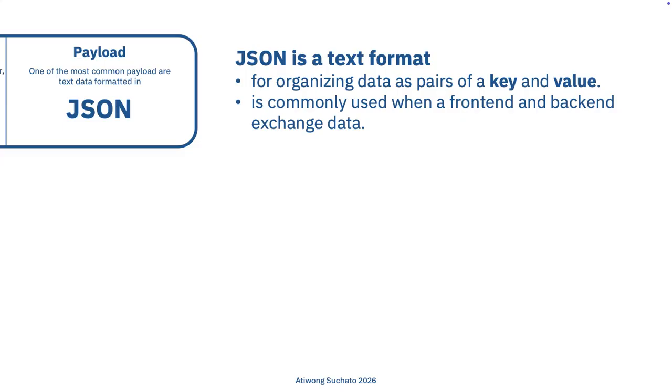One of the most common payload formats used between a front end and a back end is JSON. JSON stands for JavaScript Object Notation. JSON is simply a text format for organizing data as pairs of a key and a value. Because it is text, it can easily be sent across the network, and it is very commonly used when a front end and a back end exchange data.